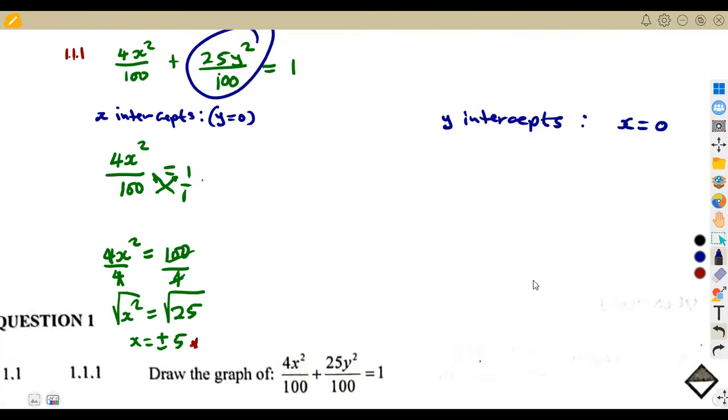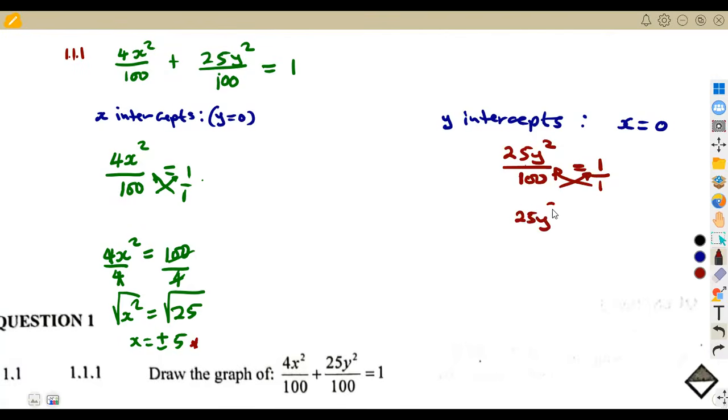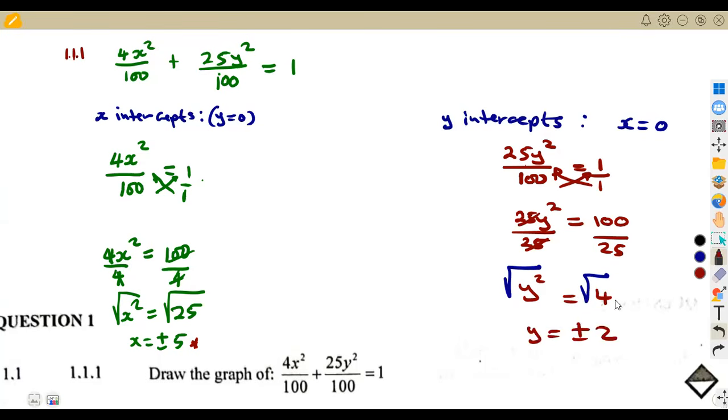We remain with the part of y, whereby we are having 25y squared over 100, which is equal to 1. Like I said, 1 is same as 1 over 1. So you can cross multiply 1 times 25y squared. That's 25y squared, which is equal to 100 times 1, which is 100. So you can divide by 25 both sides, so that we can have the square root. 25 into 100, that's a 4. So in order for us to have the value of y, we're just going to introduce the square root, which is going to be plus or minus 2, the square root of 4.